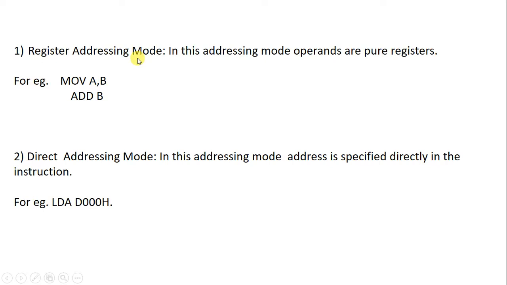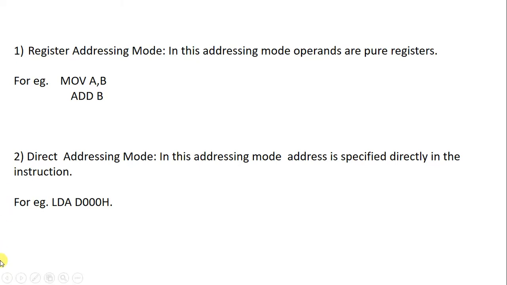In this addressing mode, basically the operands are pure registers. As we have seen, the instruction is made up of opcode and operand. Opcode is that because of which the operation takes place, and operands are those on which the operation takes place. So here MOV is the opcode and A and B are the operands. Addressing mode means what type of operands we are using; accordingly the addressing mode is decided. Here you can see A and B are registers. So here the operands are pure registers, and that is nothing but the register addressing mode.